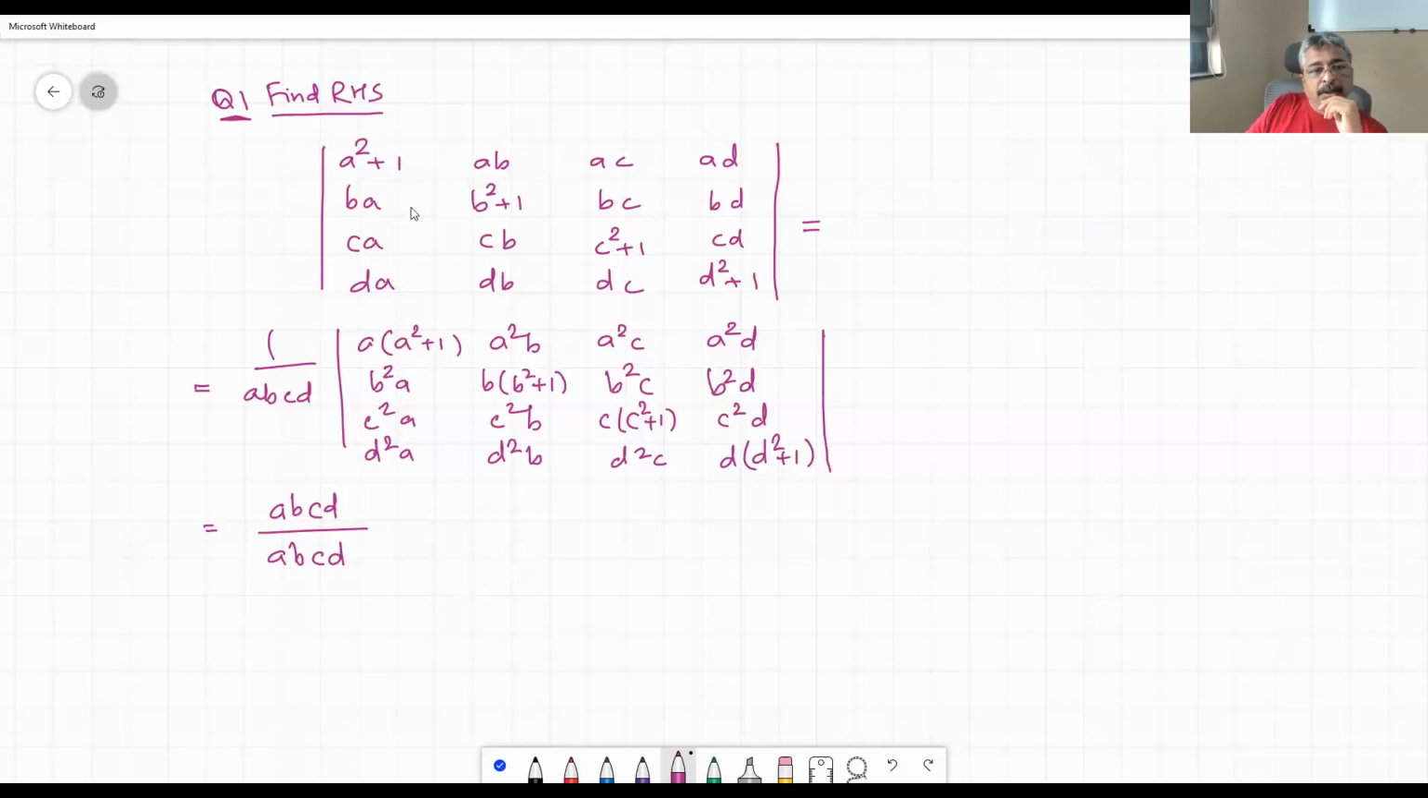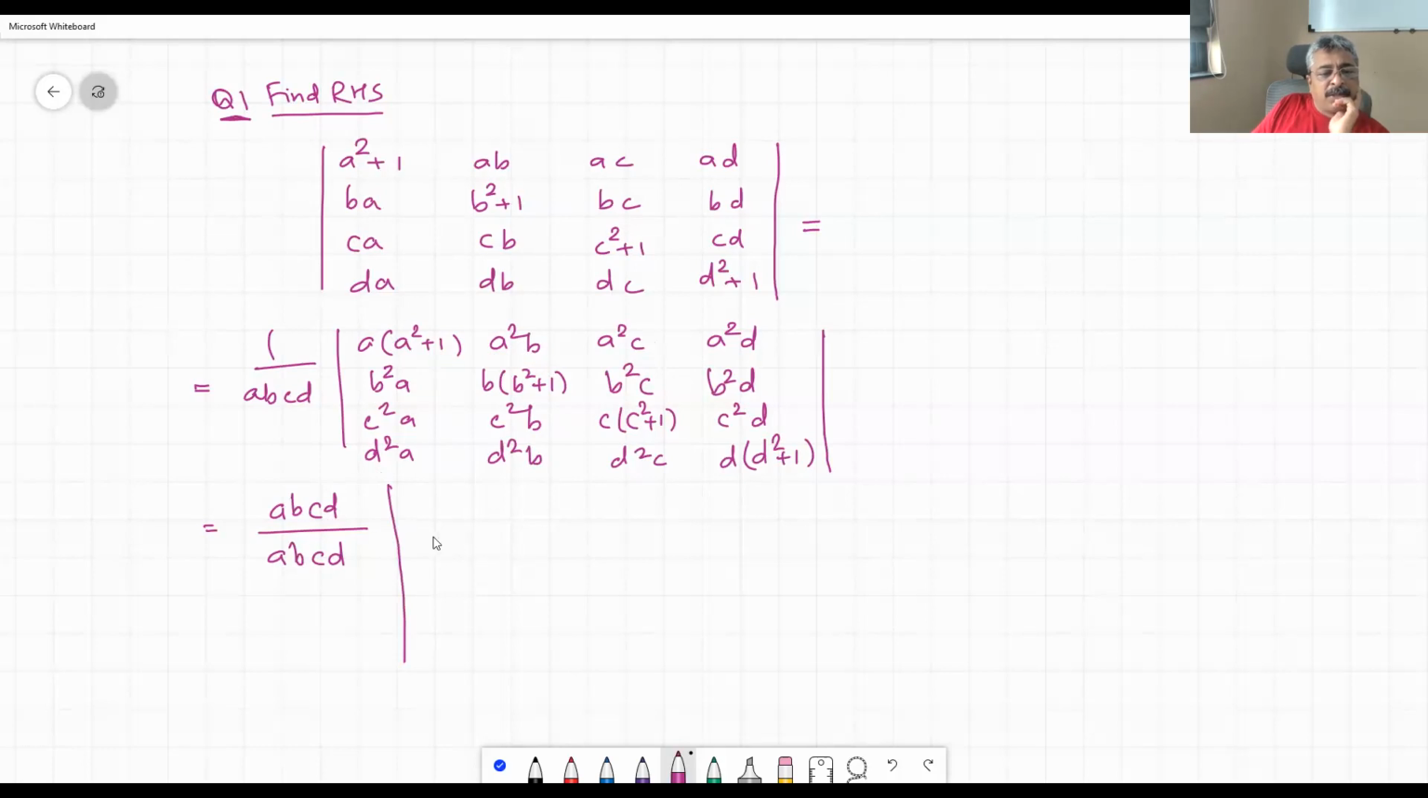Okay. The problem given is to find the RHS of this 4 by 4 determinant. You multiply the first row by A, the second row by B, the third row by C, the fourth row by D. You get this determinant, and now you can take out A common from the first, B common from the second, C common from the third, D common from the fourth.